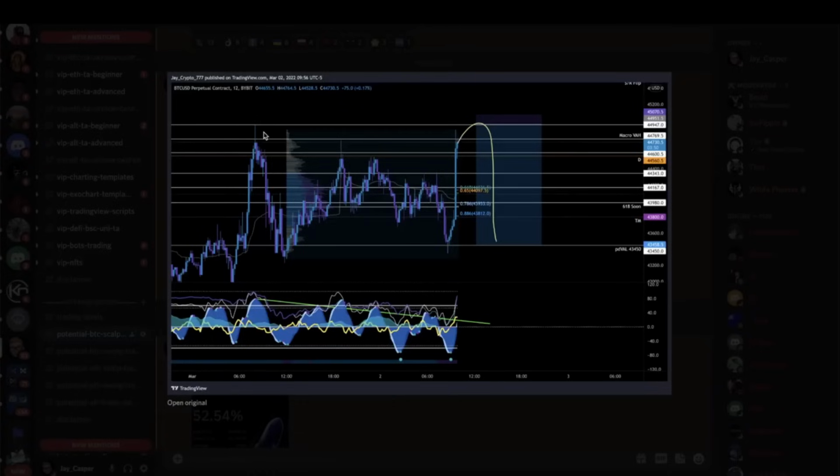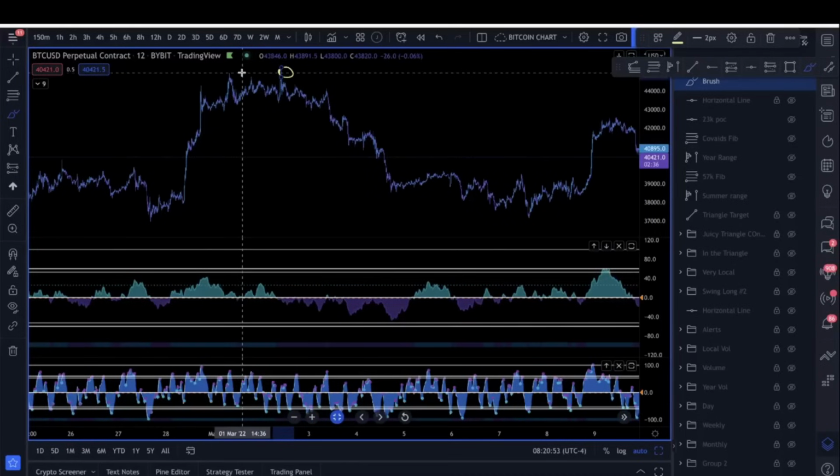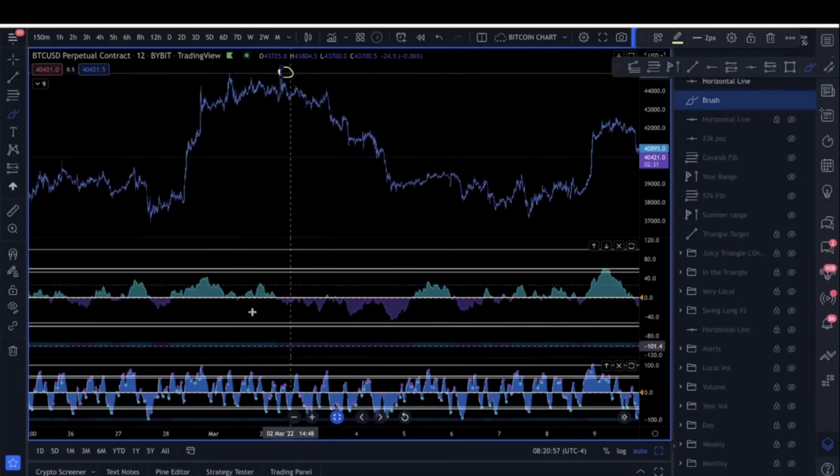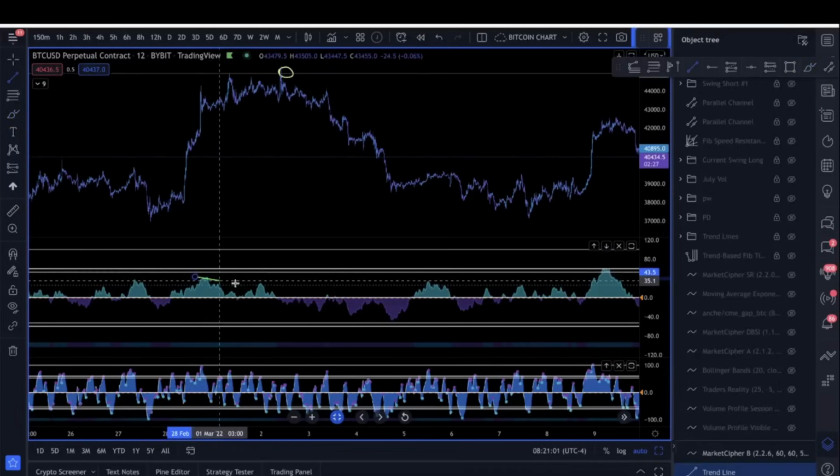We wouldn't have gotten the divergence until we came above that previous high. That's why I wanted to come above that high. What happens? We came above the previous high right here. Look at the 12-minute money flow right here. 12-minute money flow coming down. Also, 12-minute momentum waves coming down.